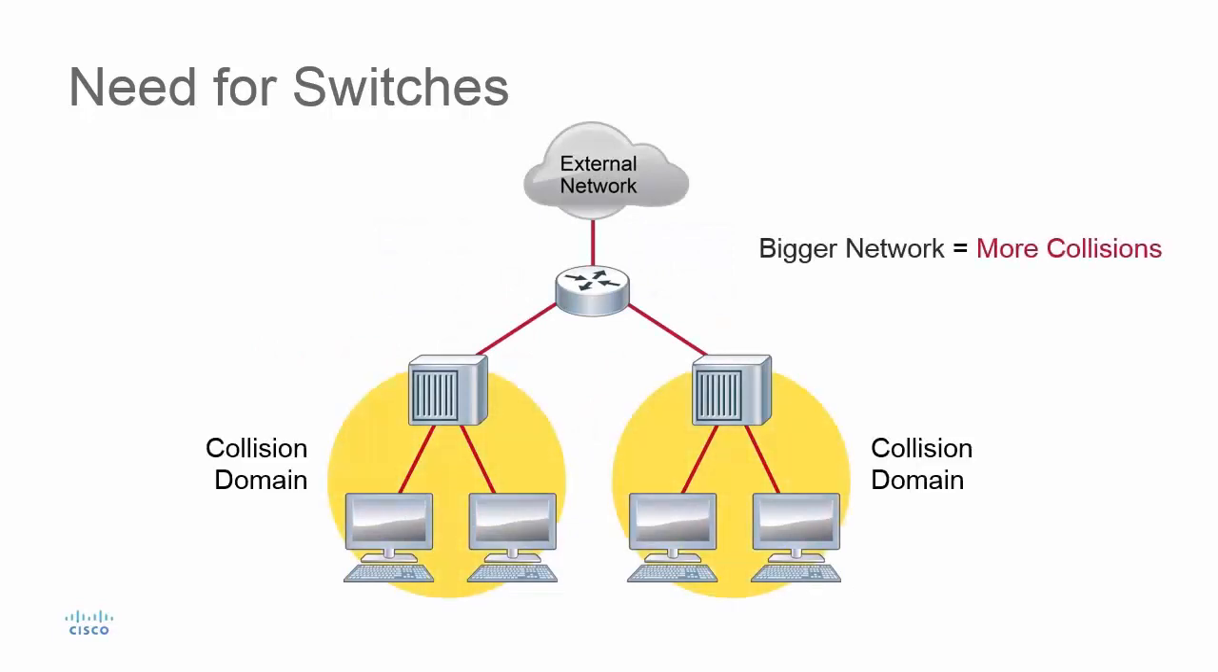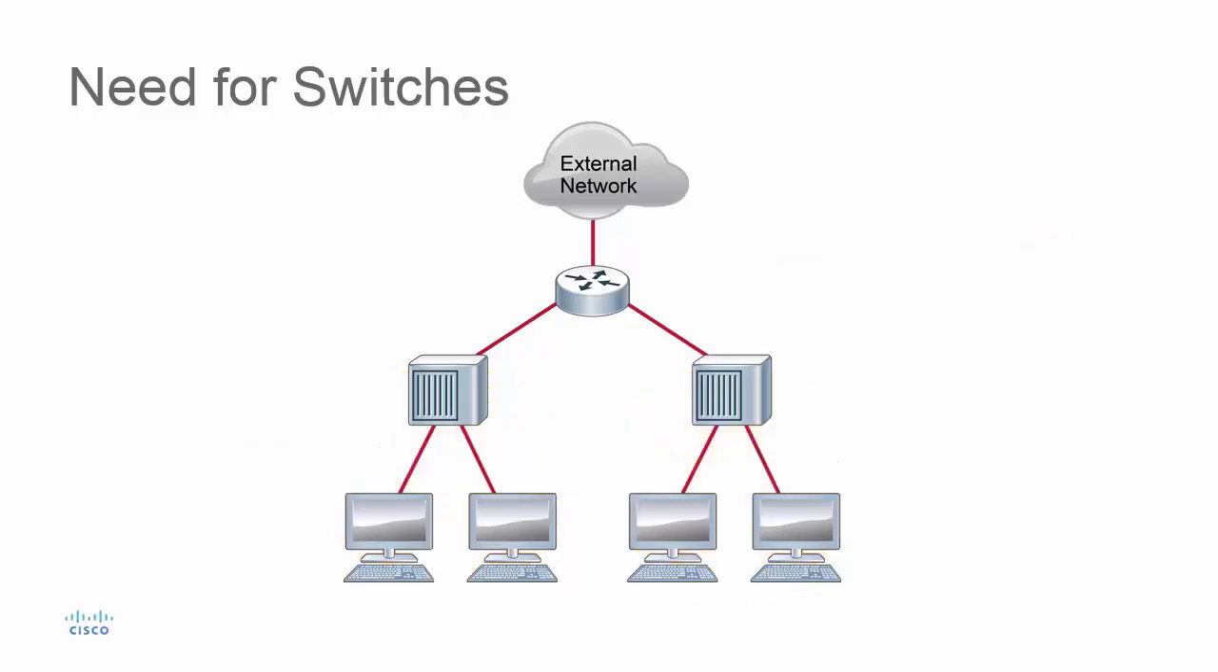When networks grew in size, it quickly became obvious that hubs were not sufficient anymore. The bigger the network, the more collisions. The more collisions, the more resent messages. And the more resent messages, the more possible collisions again. That is why hubs nowadays are mostly obsolete, and switches became the cornerstones of every network.